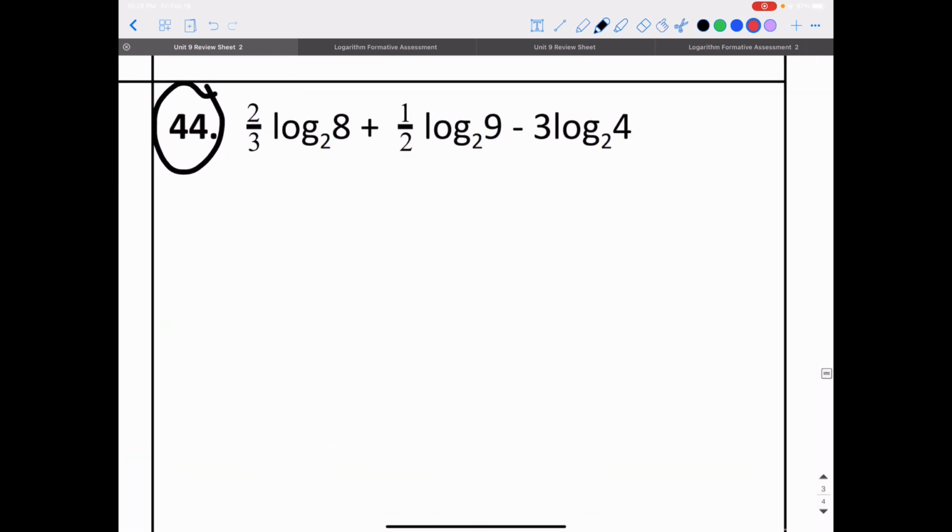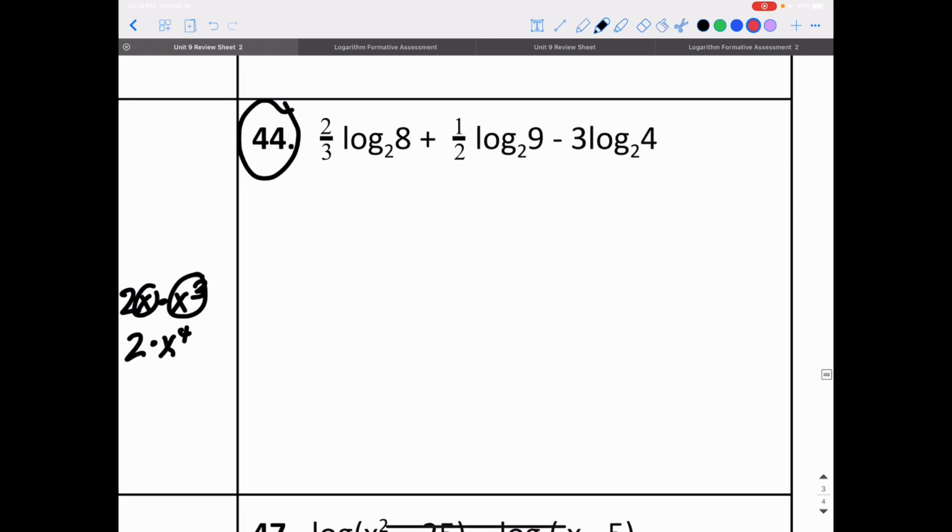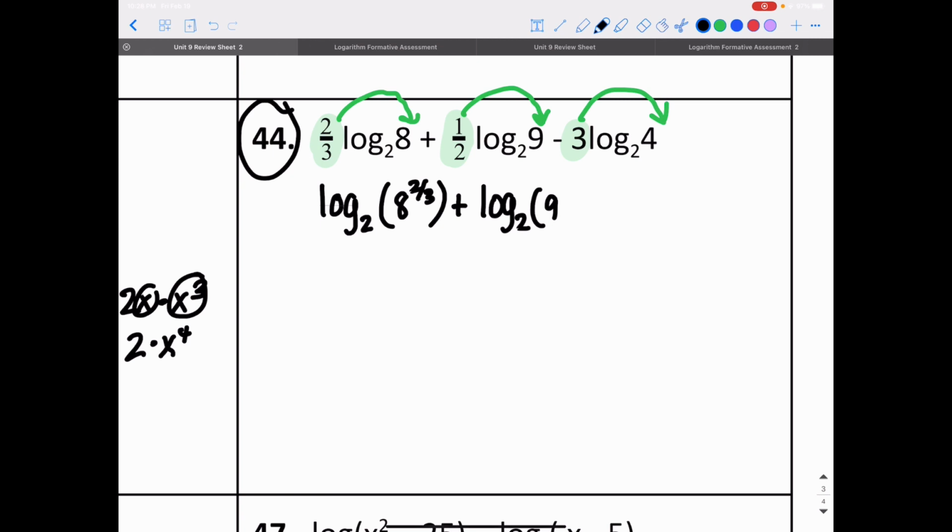For 44, I have 3 logarithms with base 2. First thing I'm going to need to do, these all have coefficients that I need to get rid of. So I need to take all of those coefficients and make them exponents of what's inside of the logarithms. For the first logarithm, it's going to be log base 2 of 8 to the 2/3 power. The second one's going to be log base 2 of 9 to the 1/2 power. And the last one's going to be log base 2 of 4 to the 3rd power.